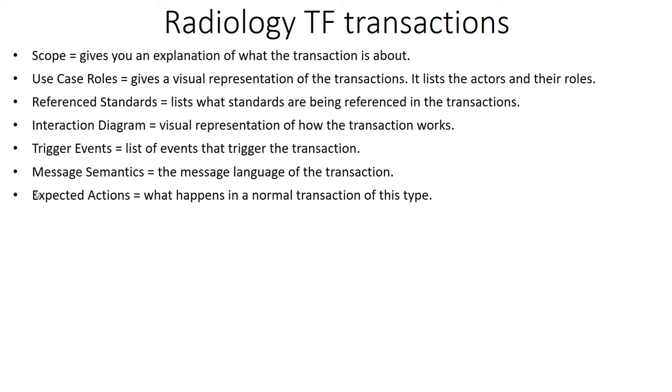Last year on the final exam, I wrote a question that said, in the 7 sections of a radiology transaction, how many use visual representations? And 2/3 of the class said 1, the interaction diagram. But if you look closely, the use case roles give a visual representation of the transactions. The use case role is really a picture, and the interaction diagram is really a picture. So don't be fooled by that question on your test. When I ask you how many visual representations there are in the 7 sections of a radiology transaction, you're going to want to say 2.